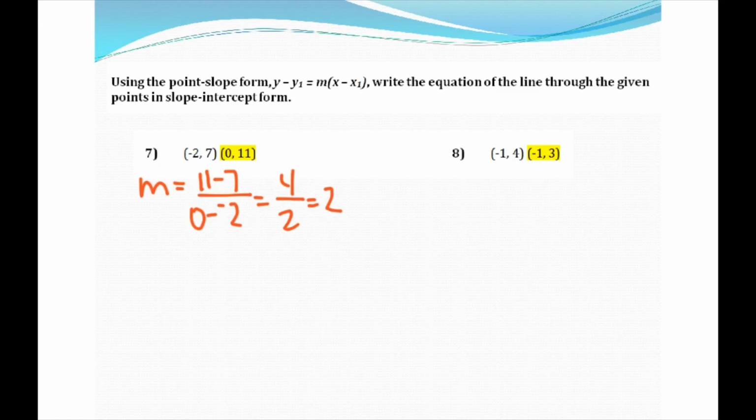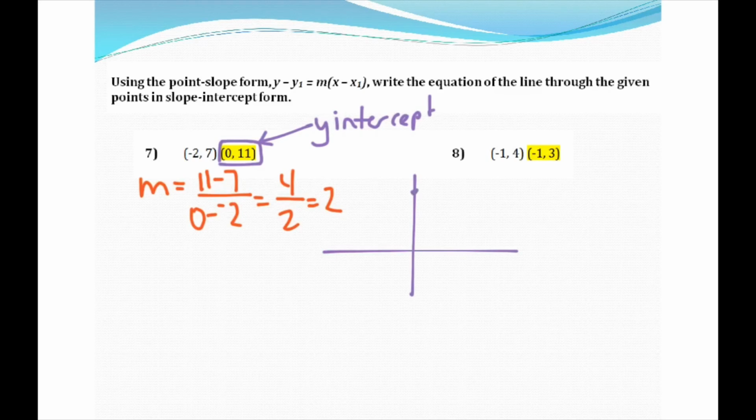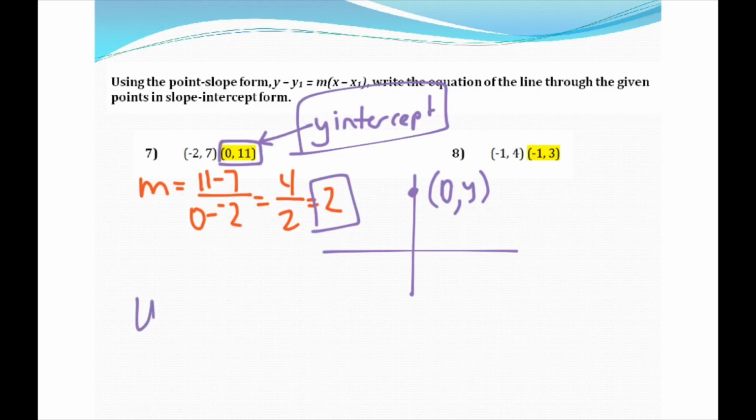So I'm going to choose a point. Now on this one right here, if you think about that, 0, 11, guess what that is? That is the y-intercept. Because if you think about a graph, 0, 11, if it says 0 and then anything, it's going to be on the y-axis. So if I know the y-intercept and I know the slope, I don't even have to use point slope. I can say y equals mx plus b. Y equals mx plus, what's b? It's 11.